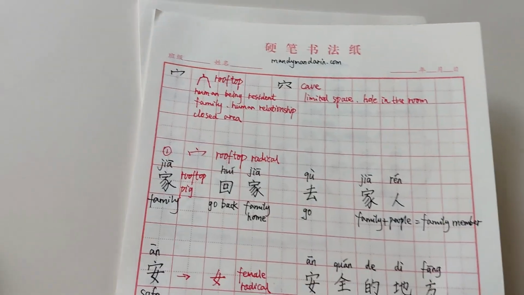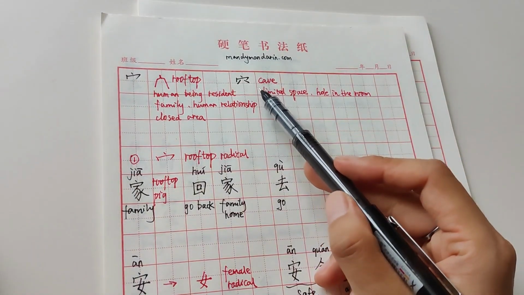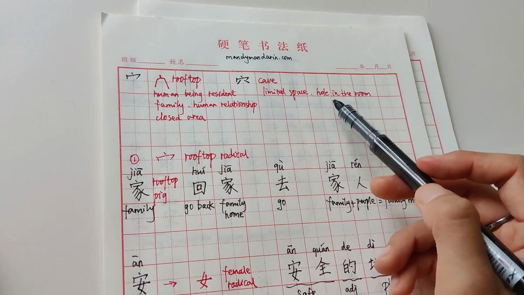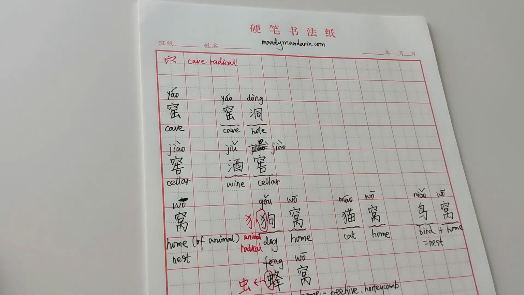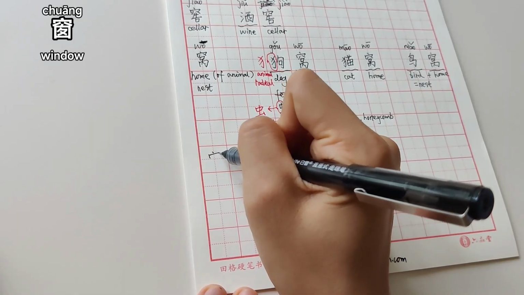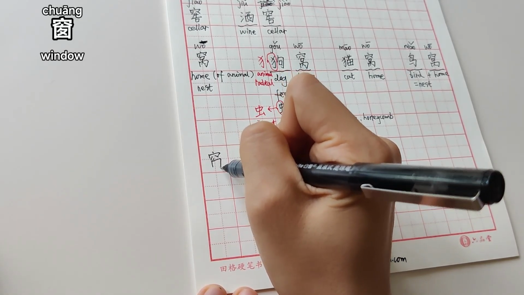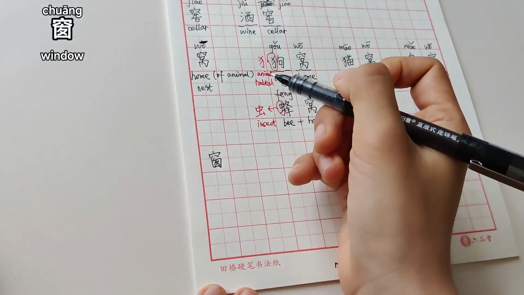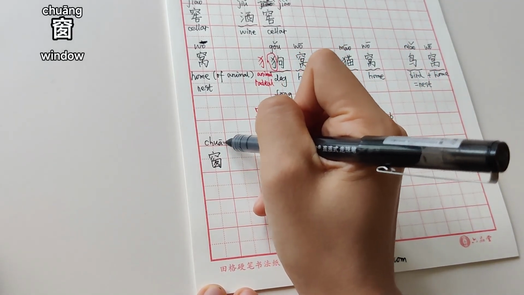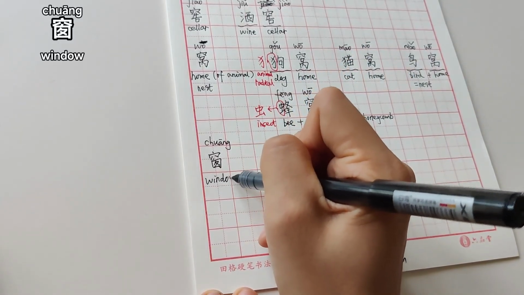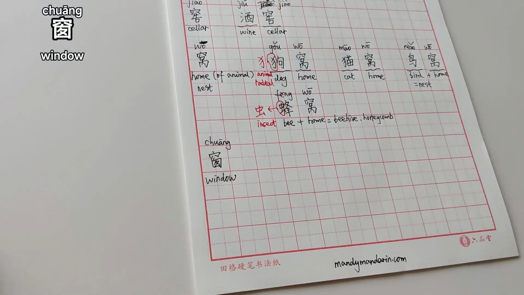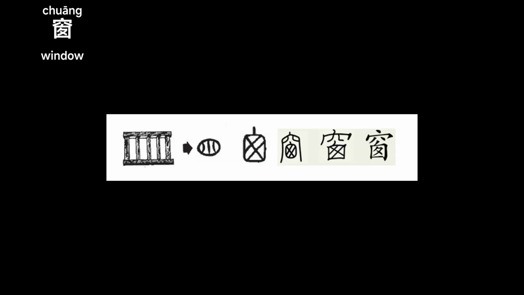Let's move on to the next one. As we mentioned before, the cave radical has something to do with the hole in the room. And let's talk about the hole in the room. Chuang. Chuang is the window. The window is the hole of the room. That makes sense. And here is the evolution of the character chuang.